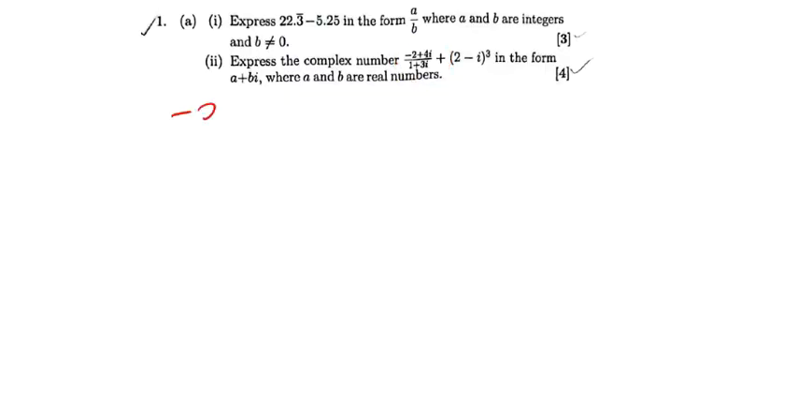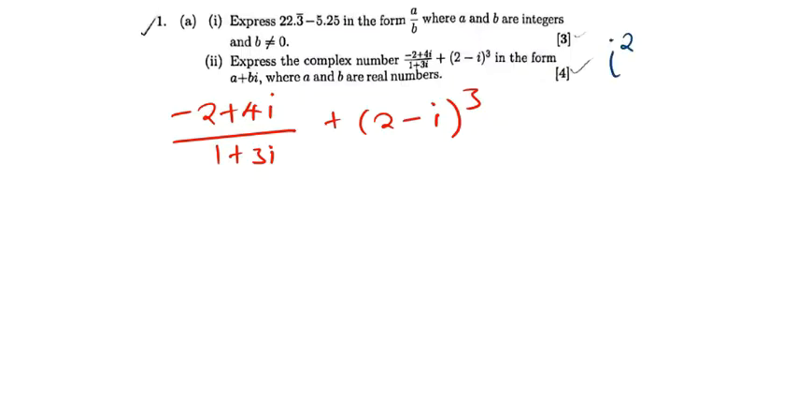So express the complex number (negative 2 plus 4i) over (1 plus 3i) plus (2 minus i) raised to the third power. Every time I'm teaching complex numbers, I always tell my students, just do me a favor and master one thing: i squared is equal to negative 1. That's sufficient to help us simplify whatever we have to do. And when it comes to addition and subtraction, go by the like terms. When it comes to division and multiplication, deal with a conjugate.